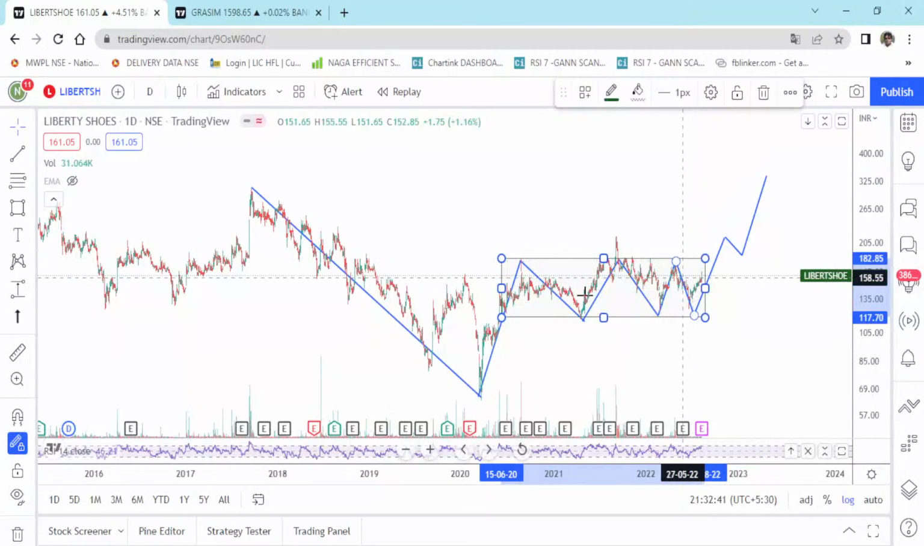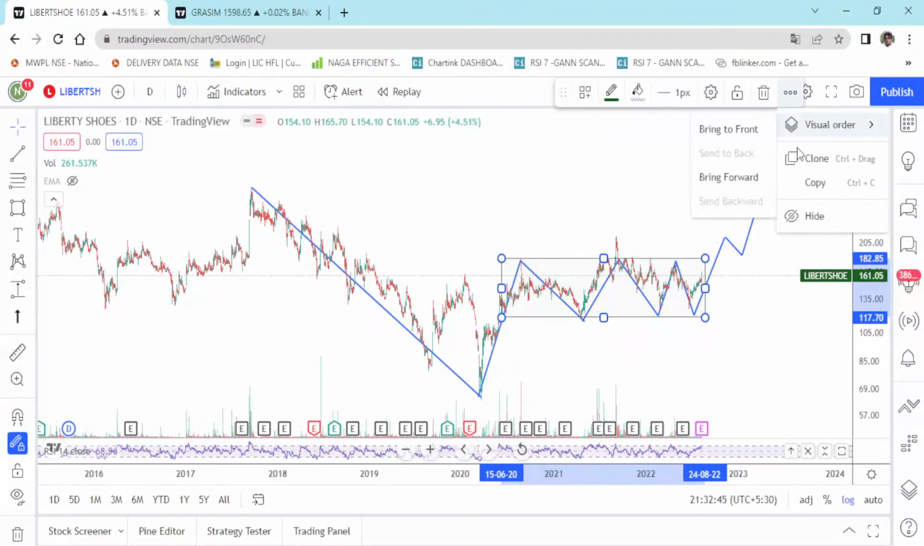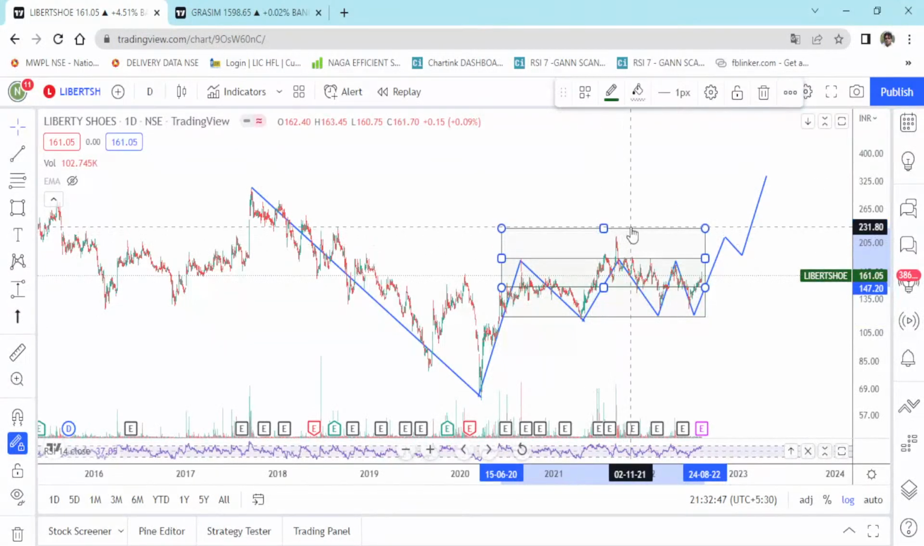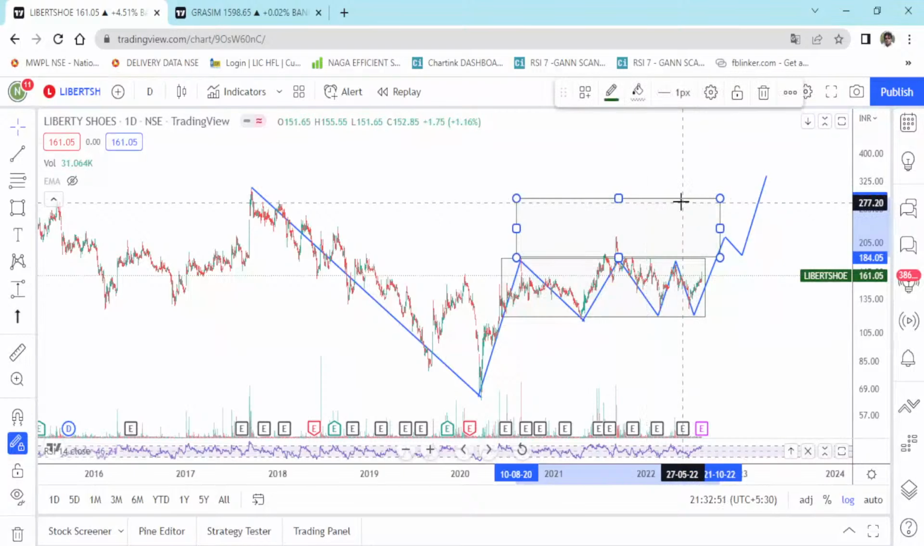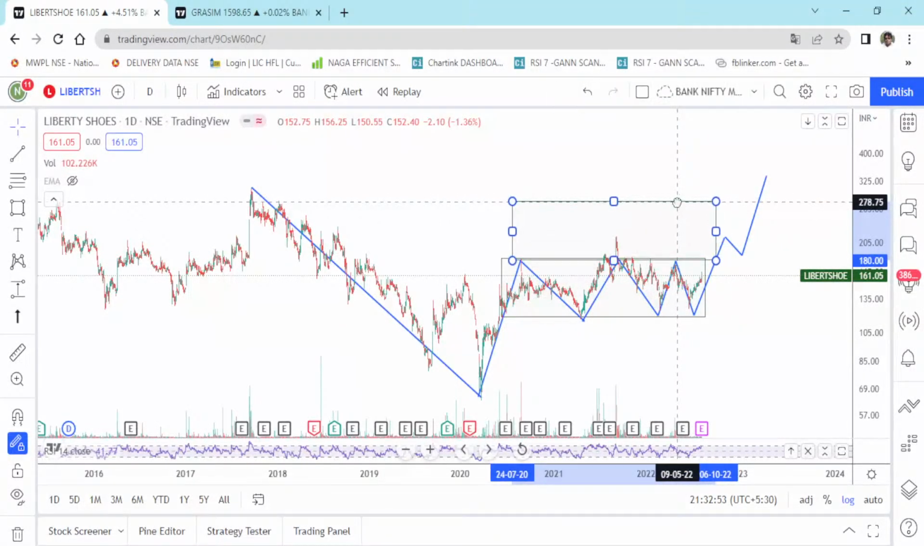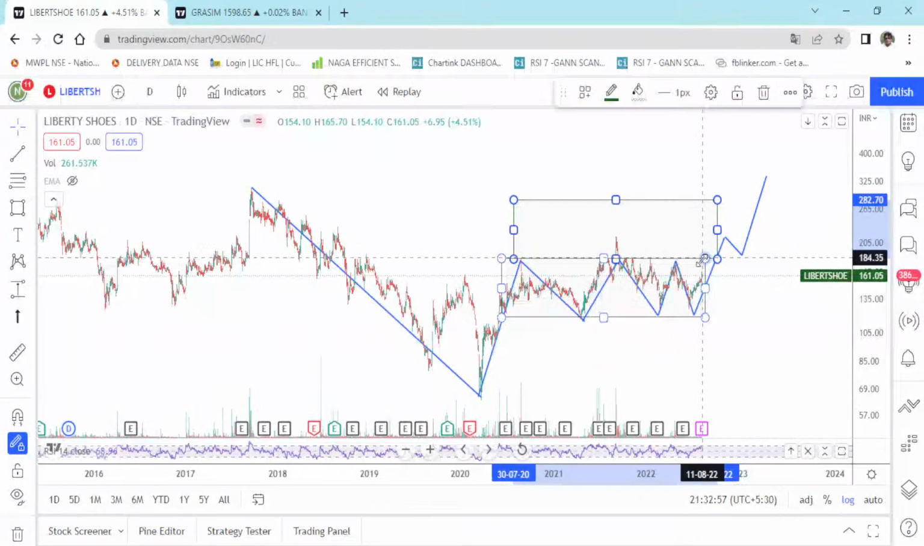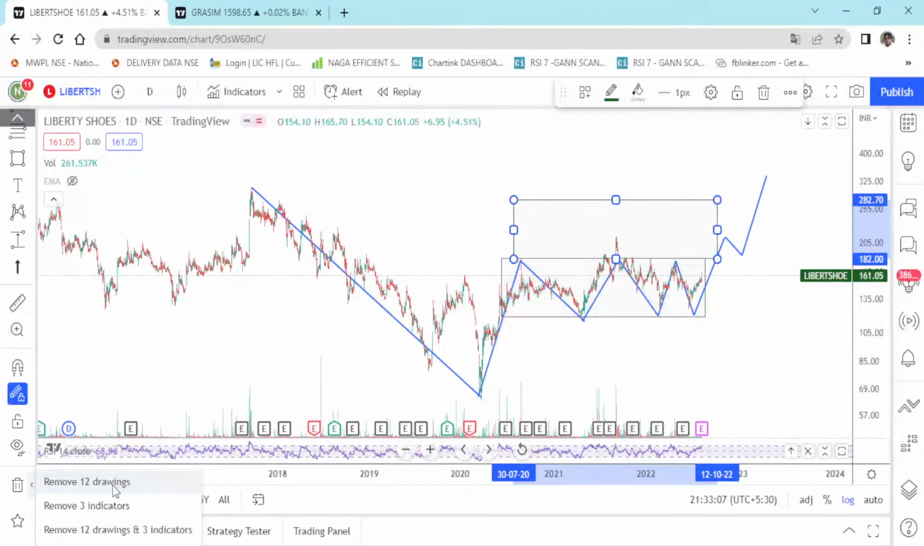If the consolidation is in a rectangle shape, just clone this rectangle shape. That is how we will be able to find the target. So the next target is going to be around 260 plus, 280 plus. If this 178 is getting broken, we will get another 40%. I'll show why another 40% is going to be the target. We'll delete all these things and find out the target.